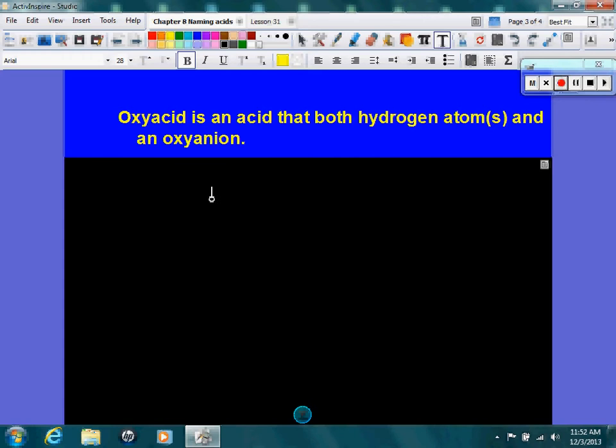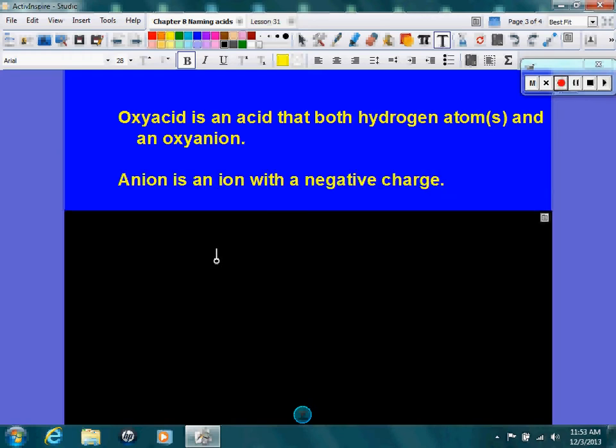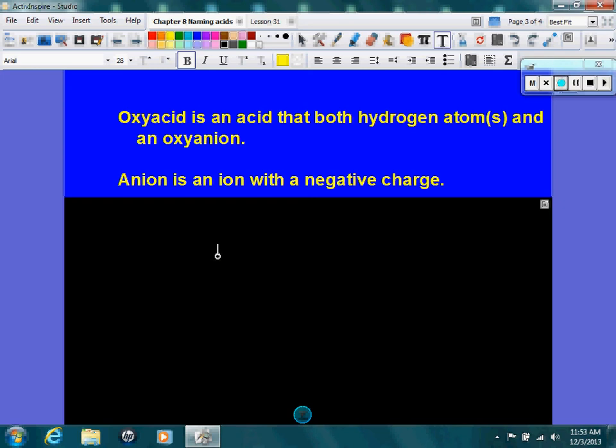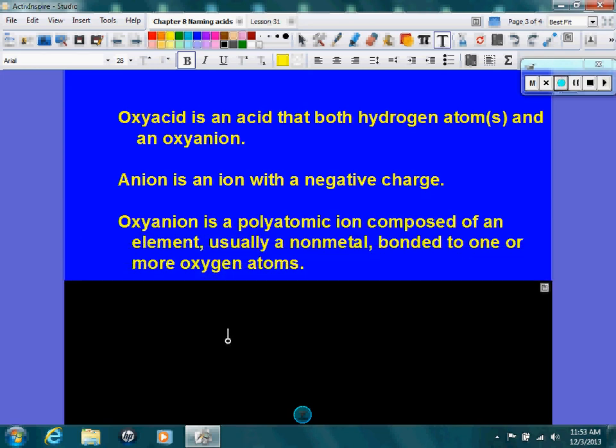An oxyacid is an acid that contains both hydrogen atoms and an oxyanion. Do you remember what an oxyanion is? An anion, of course, is an ion with a negative charge. An oxyanion is a polyatomic ion composed of an element, usually a nonmetal, bonded to one or more oxygen atoms. Remember what some of those were? The chlorates, chlorites. What page were those on? Page 221. Open your books to page 221.